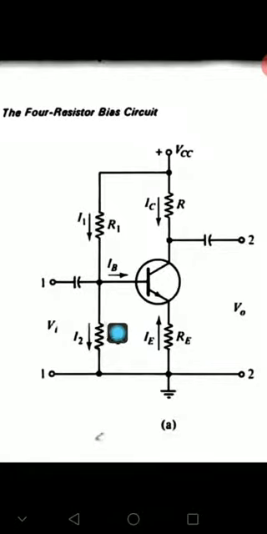R1 and R2 control IB, so with change in HFE or change in temperature, IB is kept constant because of the combined effect of R1 and R2, so it is called constant current biasing. As temperature changes, IB changes, so it is a self-sustainable circuit. That is why it is called clever biasing.